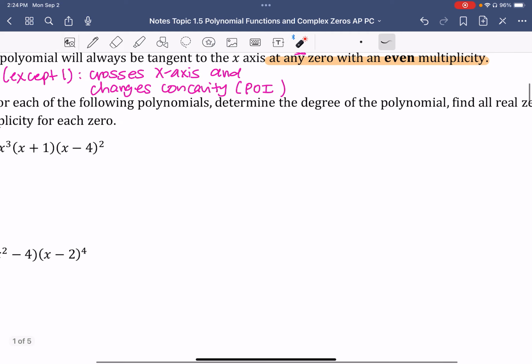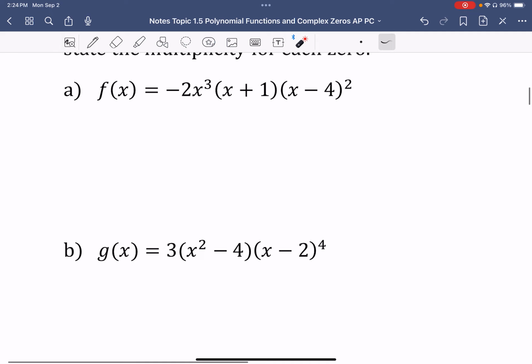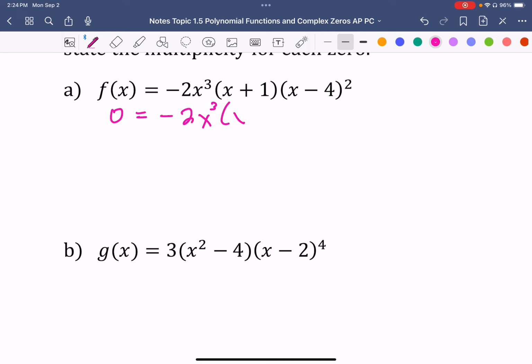Okay, so let's do some examples here. For each of the following polynomials, determine the degree of the polynomial, find all the real zeros, and state the multiplicity for each 0. Okay, so what we're going to do is set f of x equal to 0. So that's the first step every time they ask you to find the zeros. Okay, now I see that this is already in factor form, which makes this process a lot easier. So we're going to separate every single factor and set it equal to 0, and then we're going to solve them separately.